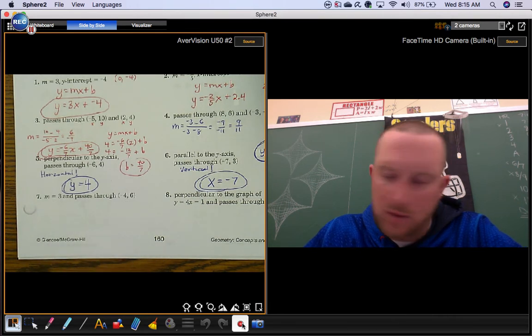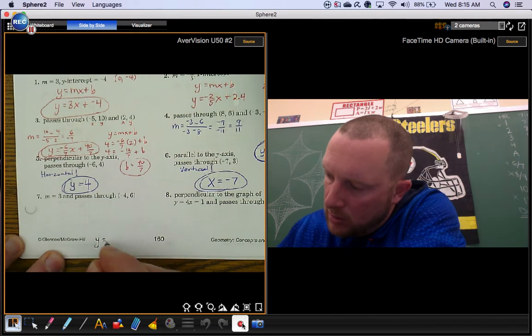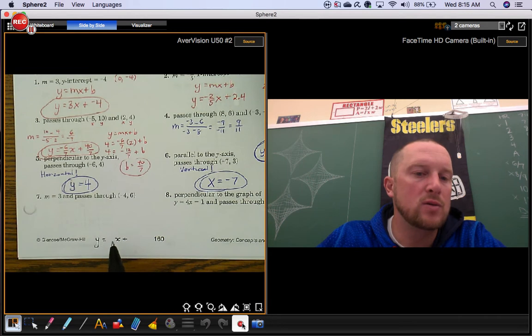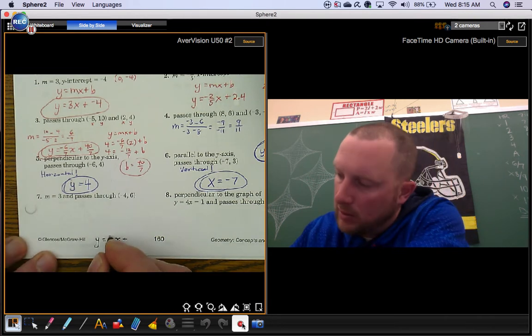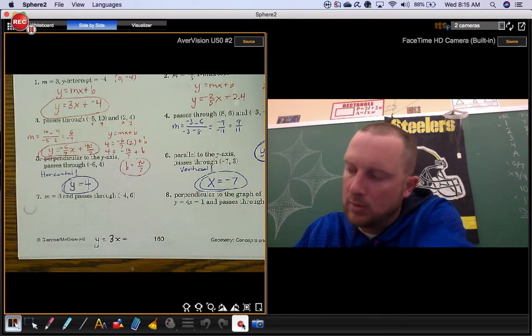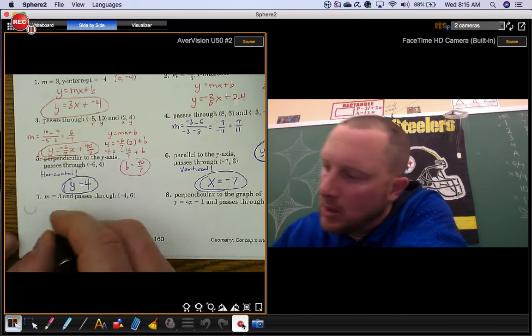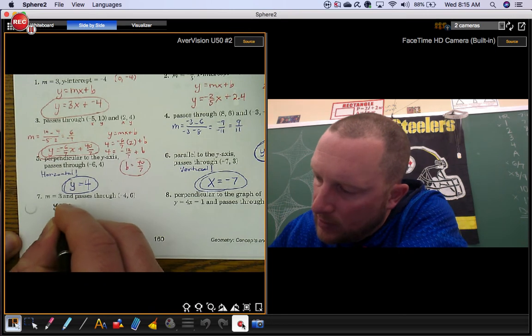Well, if we already know the slope, then you're already halfway done with the work. y equals mx plus b. We know the m. It's 3. We just got to find the y-intercept. This point is not a y-intercept. It would be if that was 0, but it isn't. Find the y-intercept.